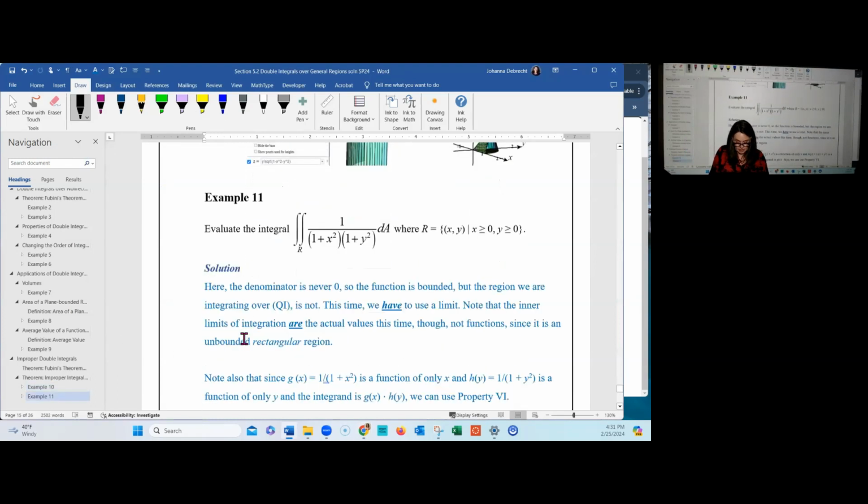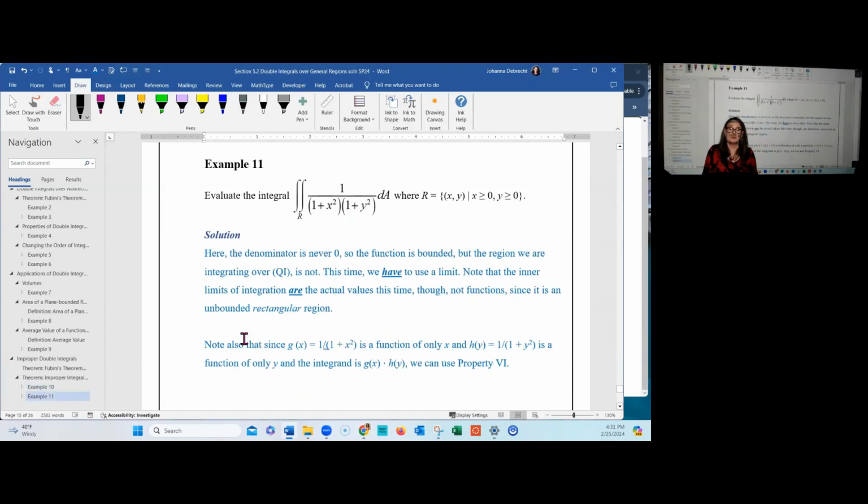Let's now take a look at our last example in this section. We have example 11, which is to evaluate the double integral over a region R with the function being 1 divided by the quantity 1 plus x squared times the quantity 1 plus y squared with respect to the area differential. This time our region is given by x greater than or equal to 0, y greater than or equal to 0.